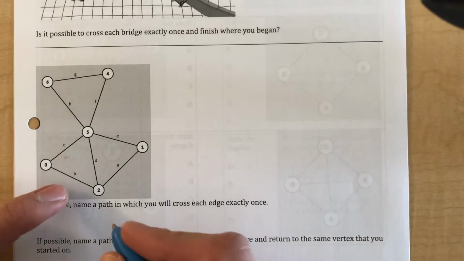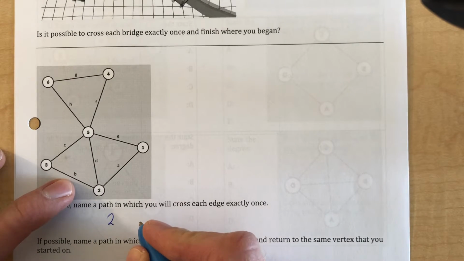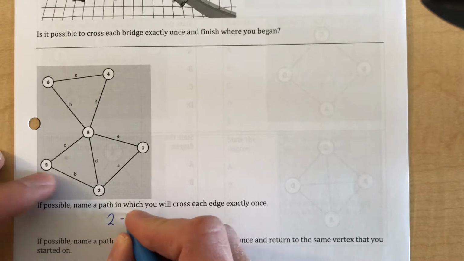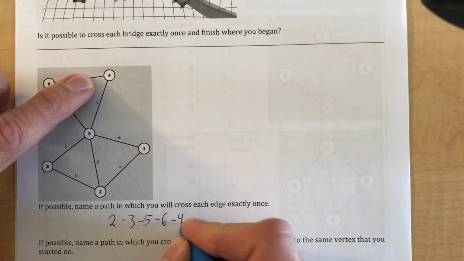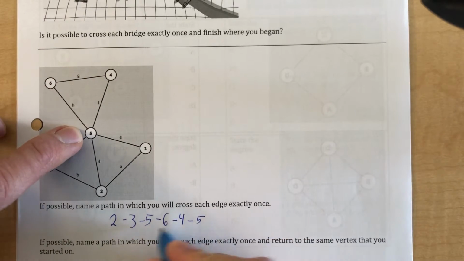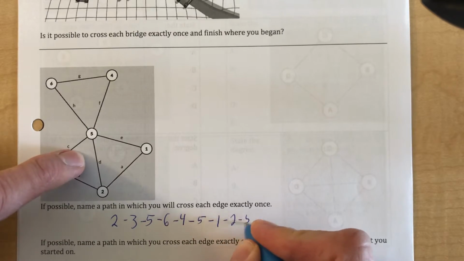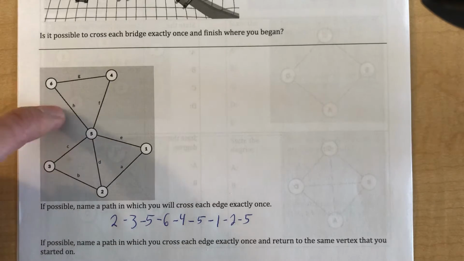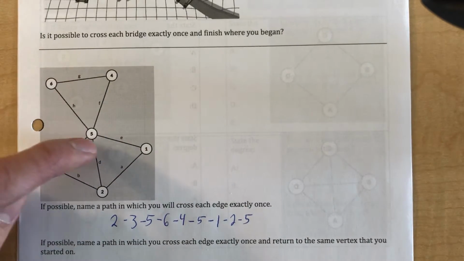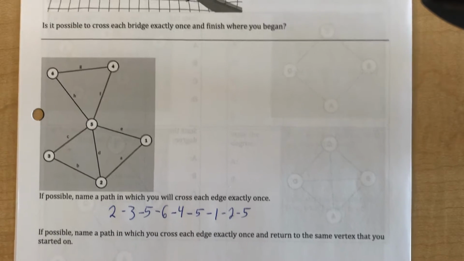So let's actually start at 2. I'm going to label it with a 2. Then I'm going to go to 3, then 5, then 6, then 4, then 5 again. It's okay to hit it more than once. Then 1, then 2, then 5. Now, I could use the lowercase letters if I wanted. I could say B, C, H, G, F, E, A, D. That works also, so either way is good. I'm going to use the vertices instead. All right, so here goes.